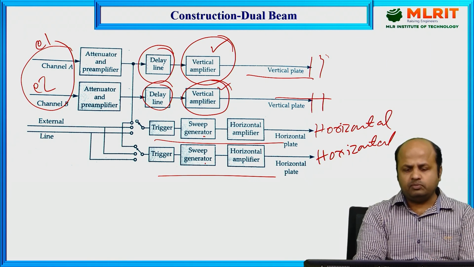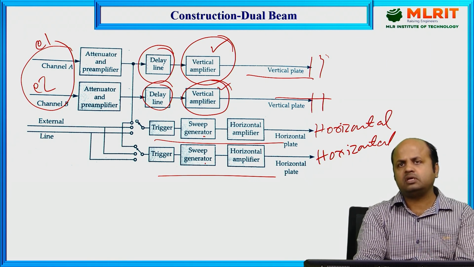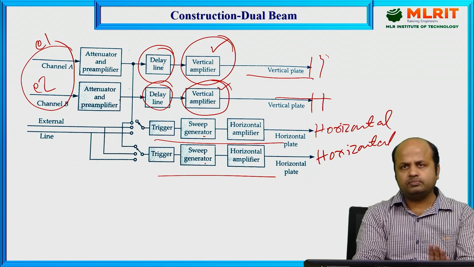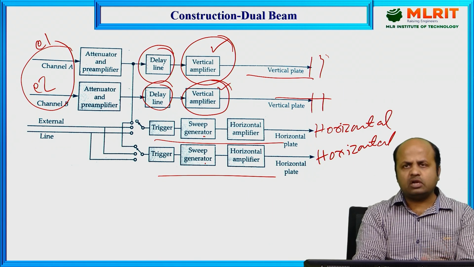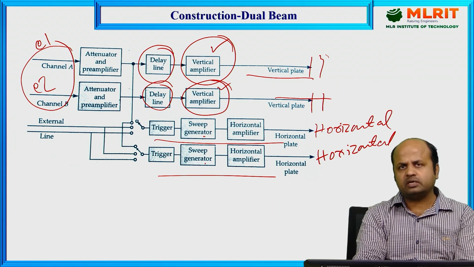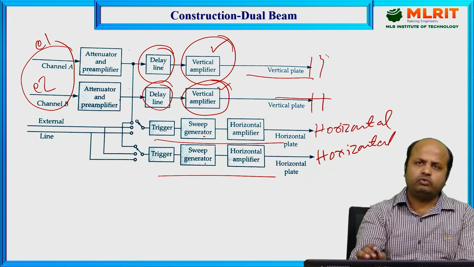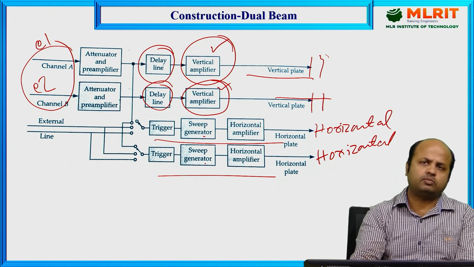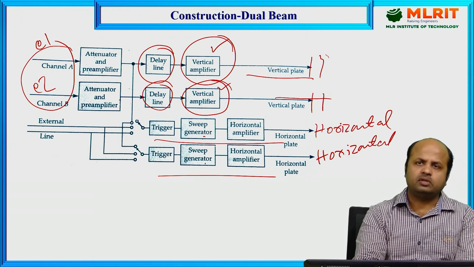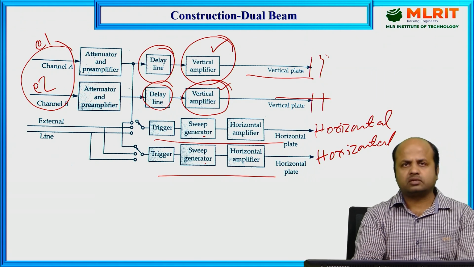So in dual beam, here we can see that hardware complexity is more because of applying two electron guns and two sweep generators independently. But we will have the precise waveform on the screen, and two waveforms we can see at the same time without any delay on the screen.